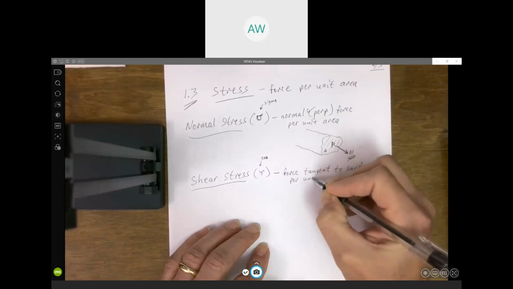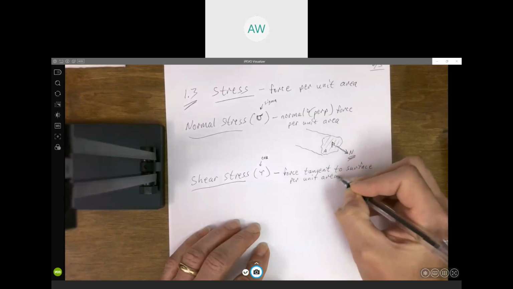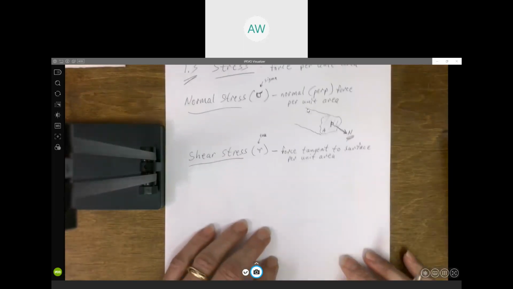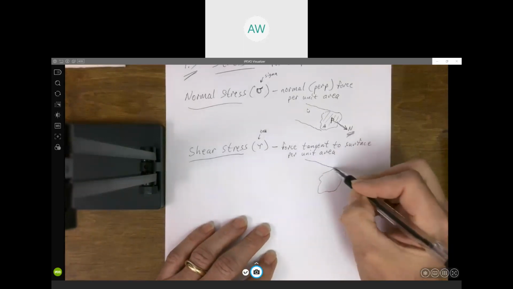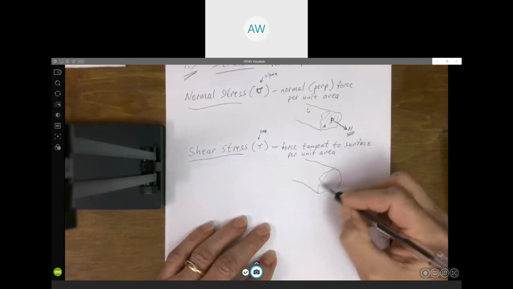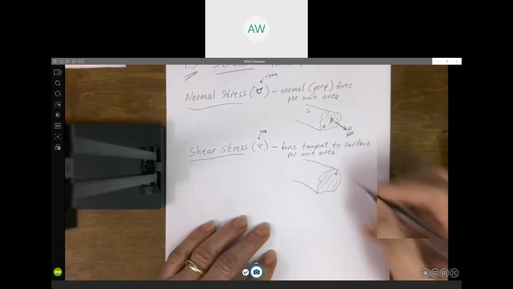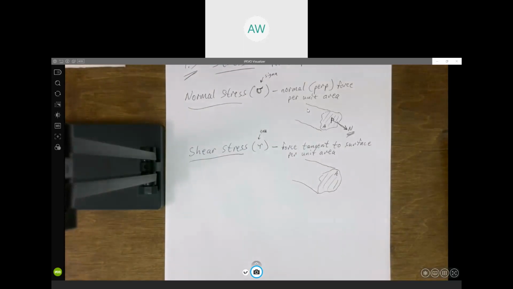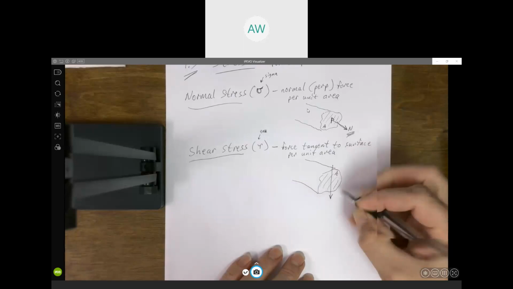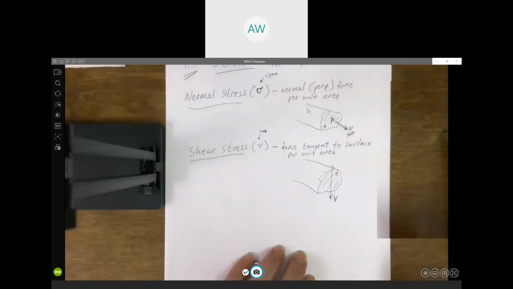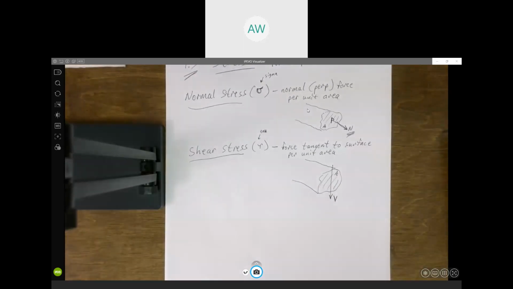So using a similar illustration here, we're looking at this arbitrary cross section, some area A. Shear stress would be due to the force that's tangent or parallel to that surface, which notation-wise yesterday we called V for the shear force. It's the force that's parallel to that surface.